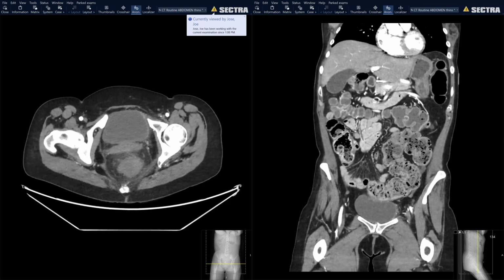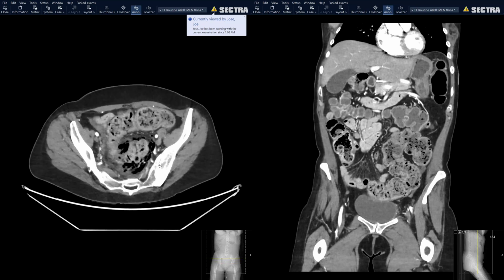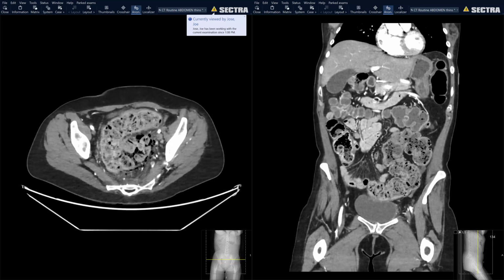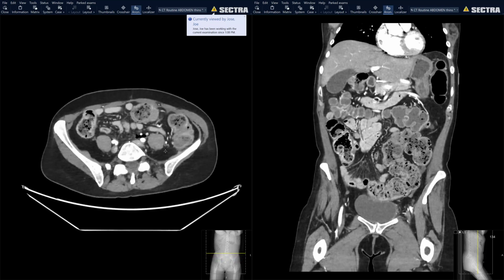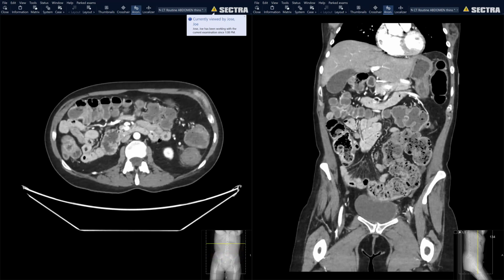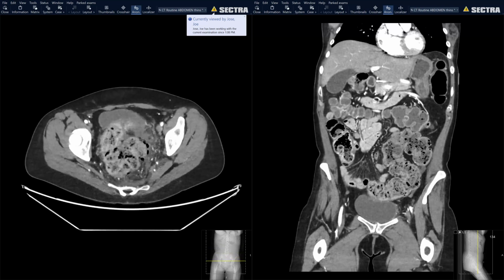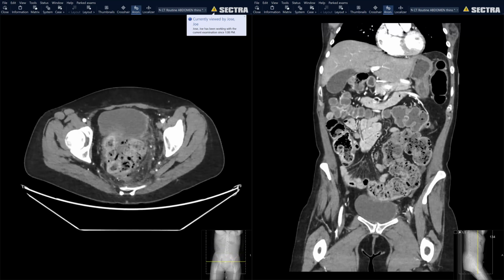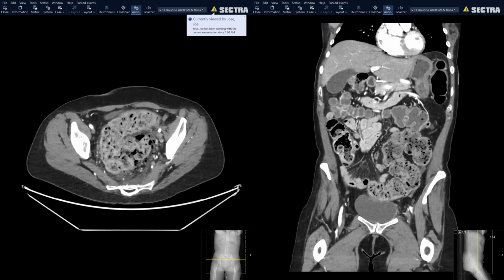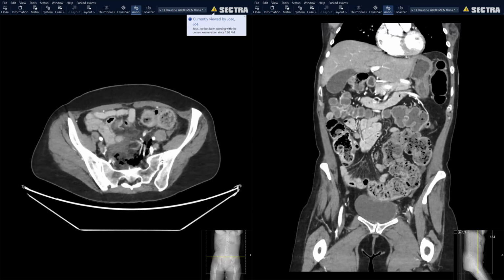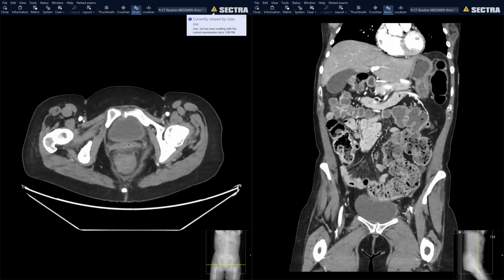See a lot of free air around the sigmoid colon and extending up along the IMA vessels and into the retroperitoneum. So I'm concerned about a sigmoid perforation. There's a lot of fecal loading of the colon. Right, yeah. And then the rectum looked a little inflamed down there.